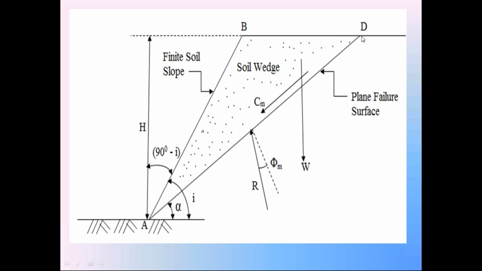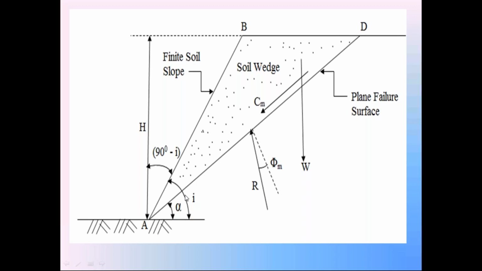We are assuming this side slope AB is subjected to wedge failure about this failure surface AD. This is a plane failure surface because here the failure is wedge failure. So take this failure surface AD in the graph sheet. Let this failure surface make an angle with horizontal. So here in the diagram we have two angles. One is the angle made by side slope AB with horizontal, i. The next one is the angle made by the failure surface AD with horizontal, alpha.